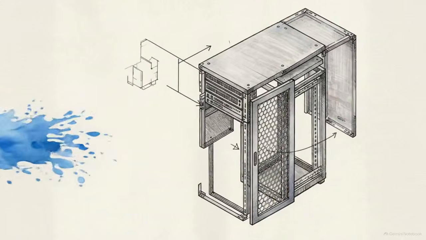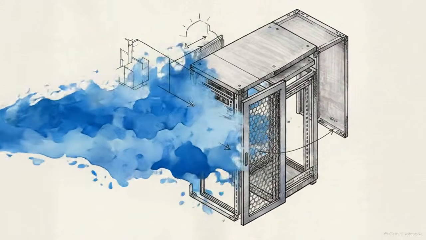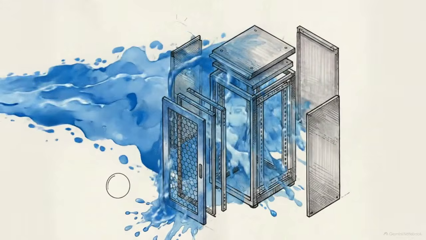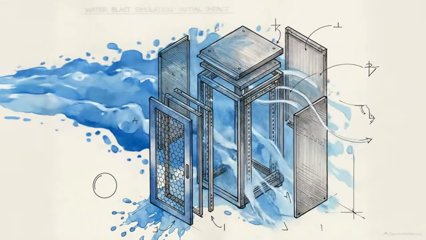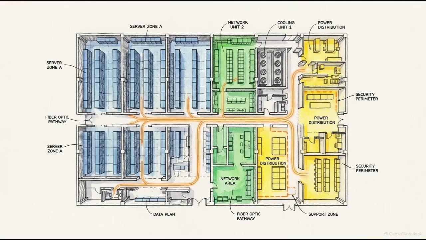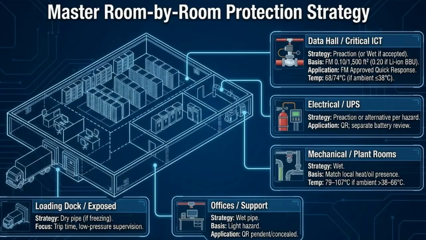Data center fire protection is built on a specific core objective: achieving fast fire control with acceptable collateral damage, ensuring the facility can safely restore operations. Meeting this requirement means moving away from a one-size-fits-all approach to a room-by-room architectural strategy. The protection map shows how environments dictate the baseline suppression system.